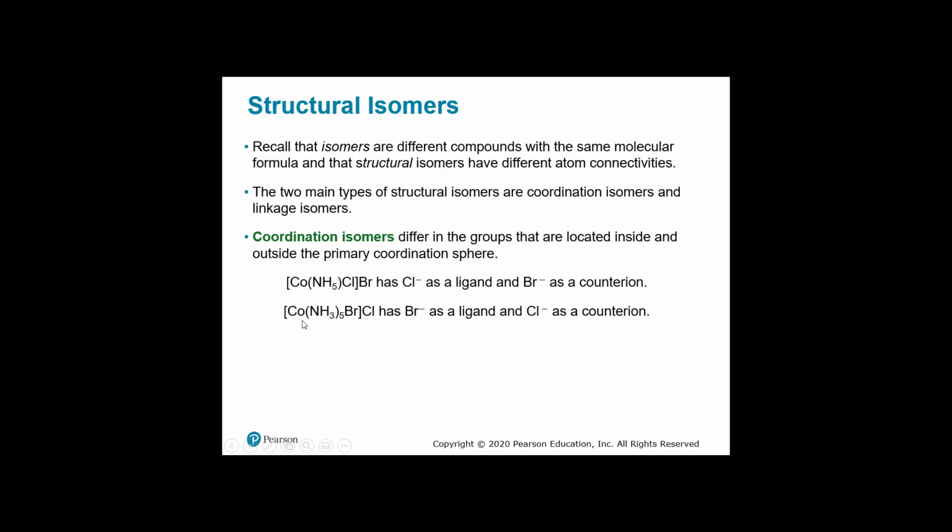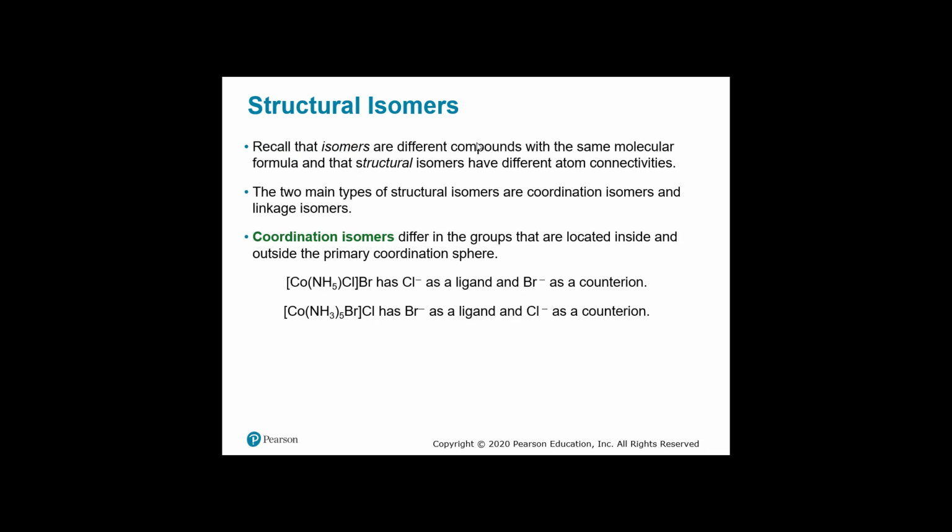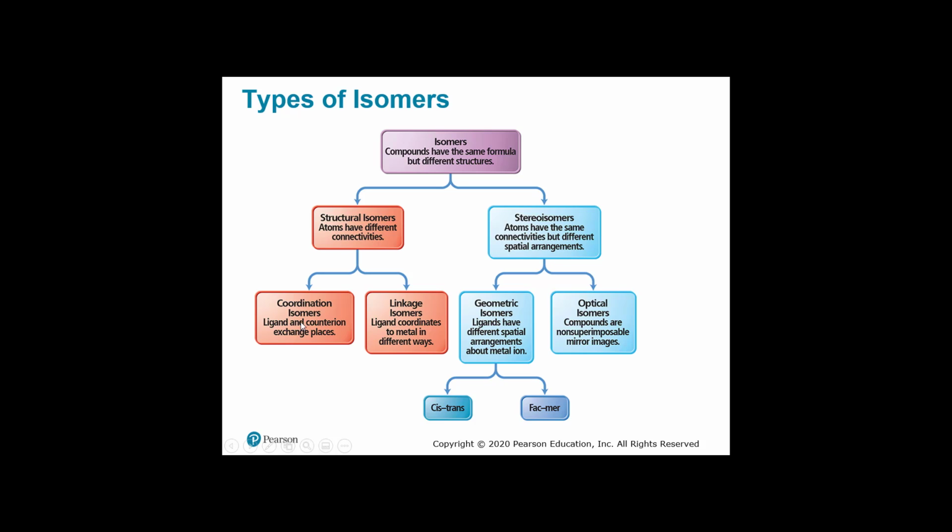As you can see, we have two different cobalt complexes here, one with the counter ion of a bromide and the other with a chloride. If we take a step back, coordination isomers are probably the easiest. They're just ligands that exchange places with counter ions. Very easy. You can visually see that when you look at the compound in its formula.